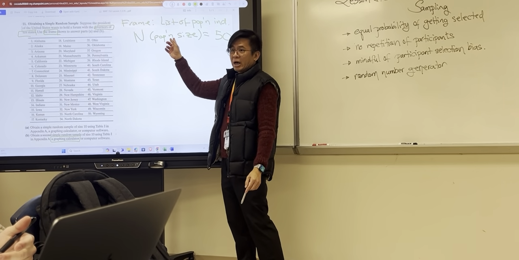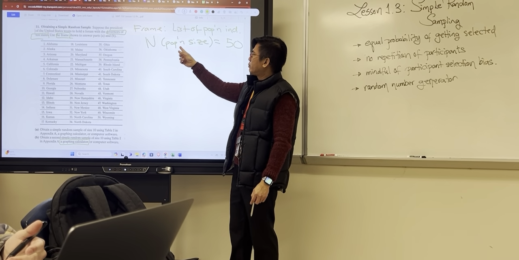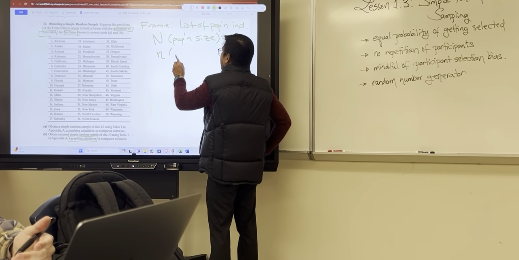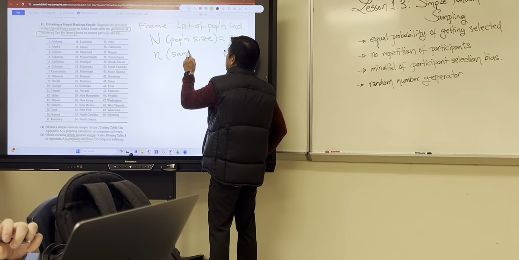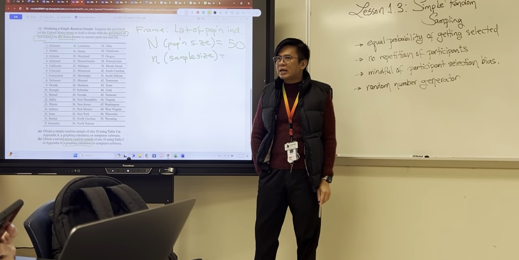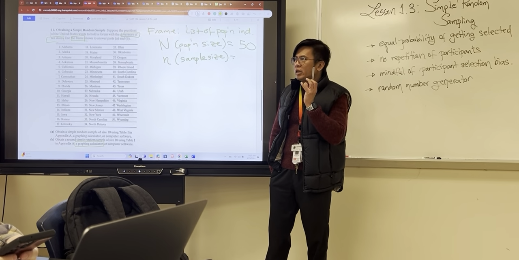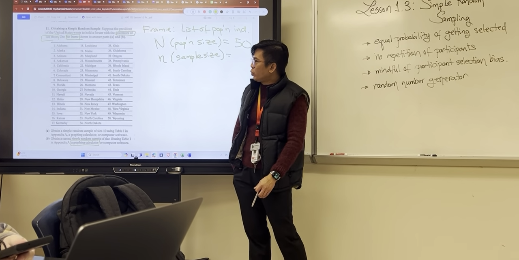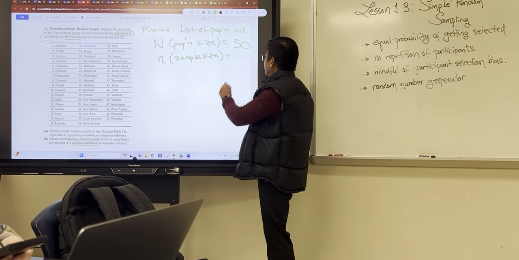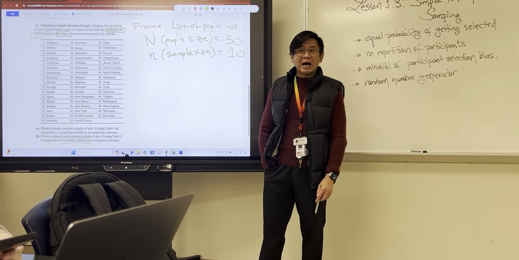By the way, I usually write population as pop N, just abbreviate it. Small n is the sample size. Very good, there you go. So when you say sample size, how many respondents or participants do we need out of the 50? 10. Very good, that's correct. So we're going to choose 10 out of 50, right?